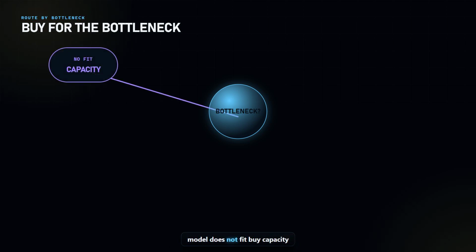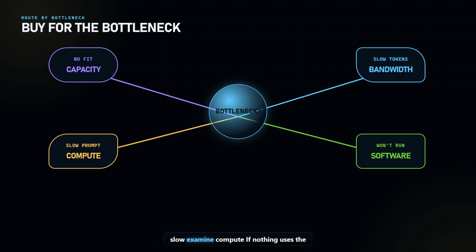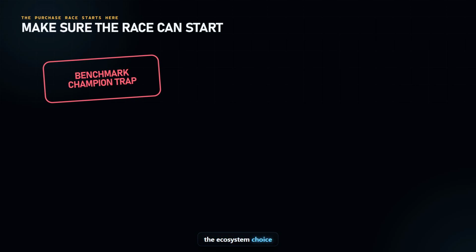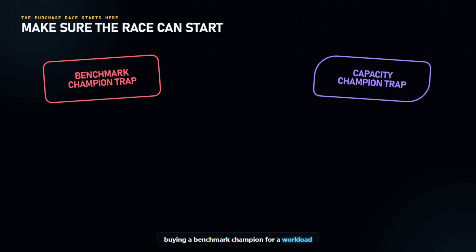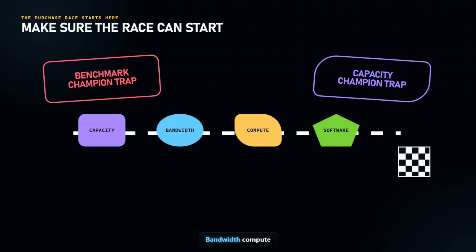If the model does not fit, buy capacity. If generation is too slow, examine bandwidth. If prompts and training are slow, examine compute. If nothing uses the hardware properly, fix the ecosystem choice. The most expensive local AI mistake is buying a benchmark champion for a workload it cannot hold, or buying a capacity champion and expecting the throughput of a completely different class of GPU. Capacity decides whether the race begins. Bandwidth, compute, and software decide how the race ends.